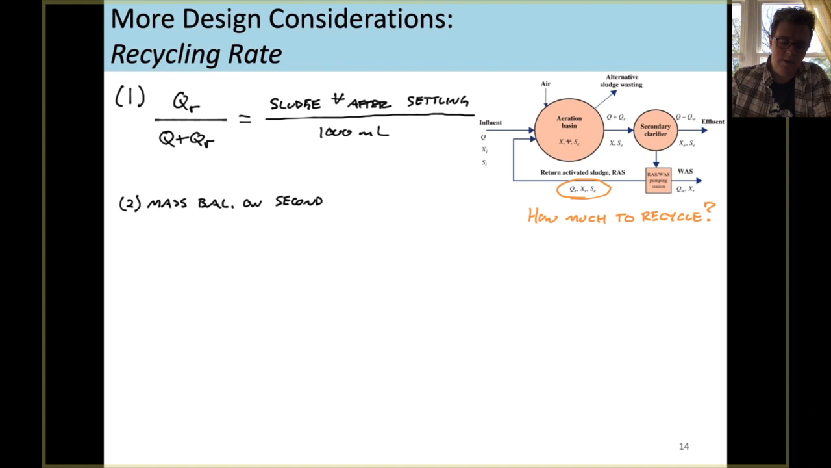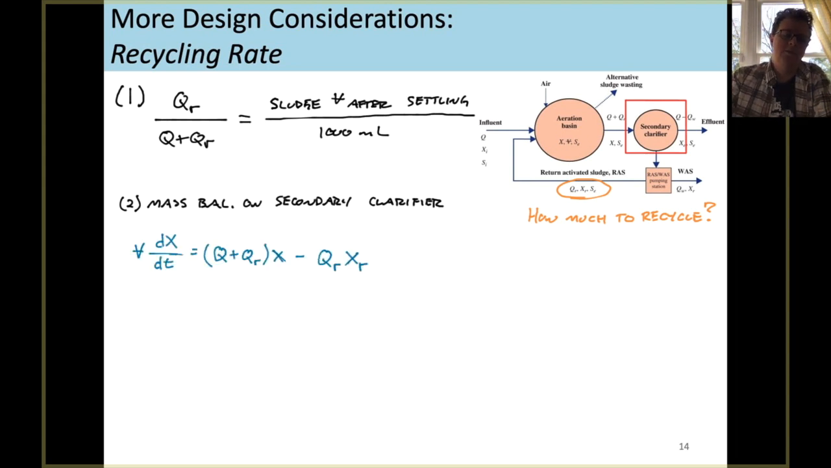The second way we can do this is a mass balance on the secondary clarifier. And so think about a mass balance on the control volume that I've drawn in red. So we'll do this in terms of biomass. We've got basically three terms here. So on the left-hand side, time rate of change. On the right-hand side, we have our inflow of biomass. And then there are two ways that biomass leaves. One is through that return flow, QR, and the other is with the effluent.